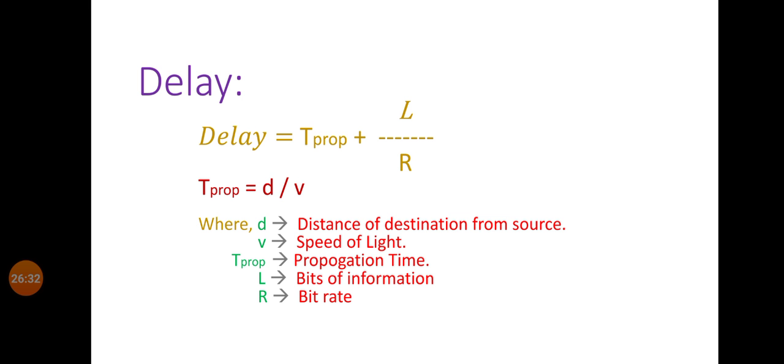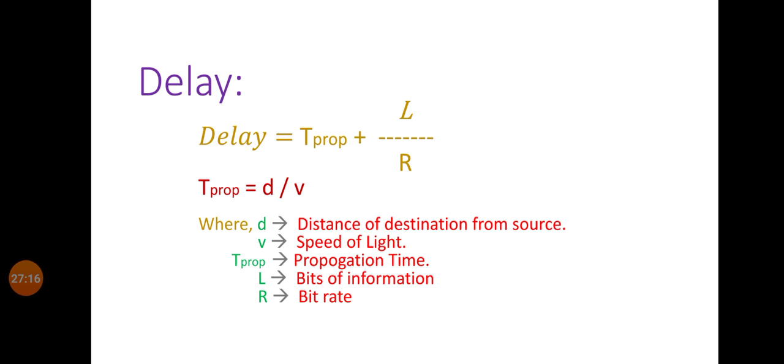Already we have studied propagation time in first unit. Propagation time means time required to propagate a message from source to destination. L means bits of information. L represents size of information. R means bit rate. Bit rate I have also told you in first unit. Bit rate means number of bits transmitted per second. So if the distance can be controlled for the placement of file server, the time to transmit the file can be reduced.